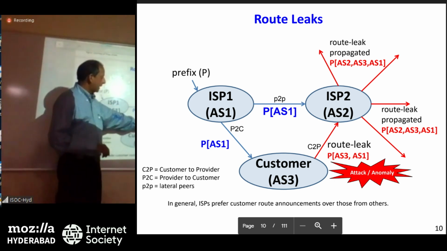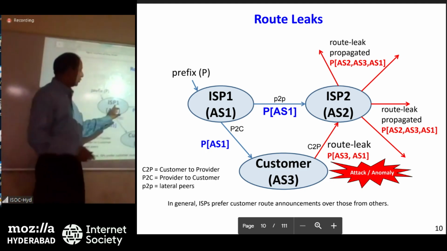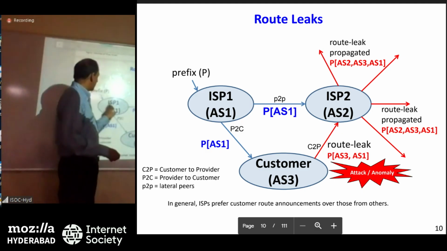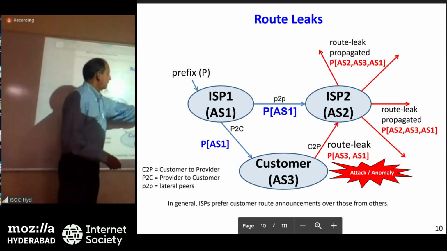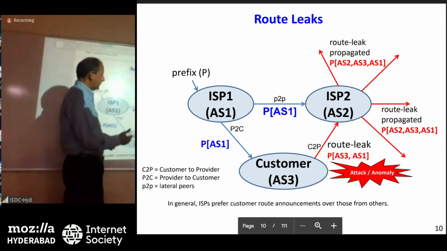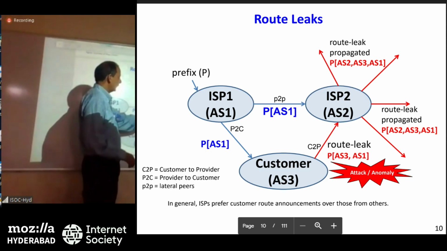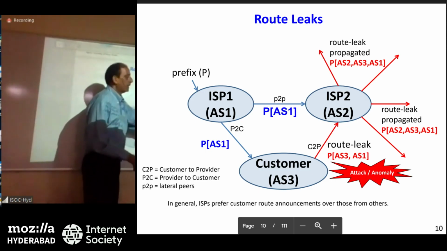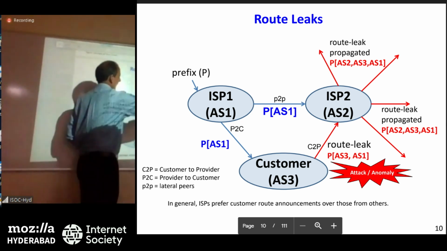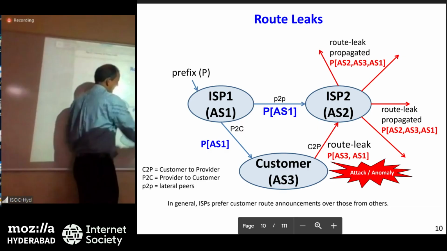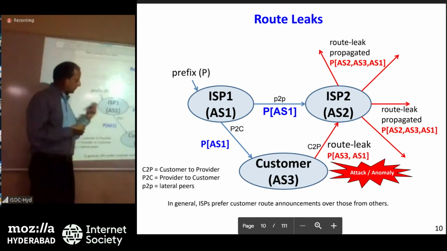What happens is that typically the second ISP prefers the customer routes over the peer route. It may receive an announcement for the same prefix from a peer, but typically the ISP prefers the customer announcement. So if this ISP is not implementing any route leak protection, it will accept this false announcement, the route leak, and announce it to its peers. Then all the traffic for this prefix comes to ISP2, or AS2, and it is routed to the customer AS3.